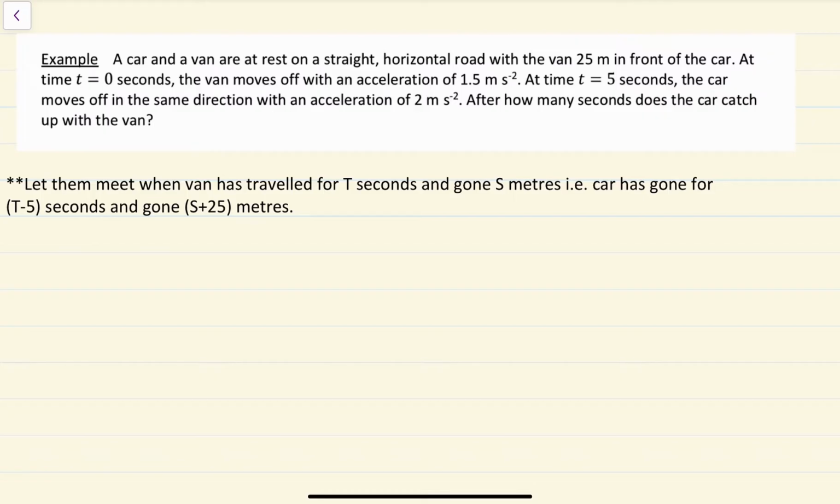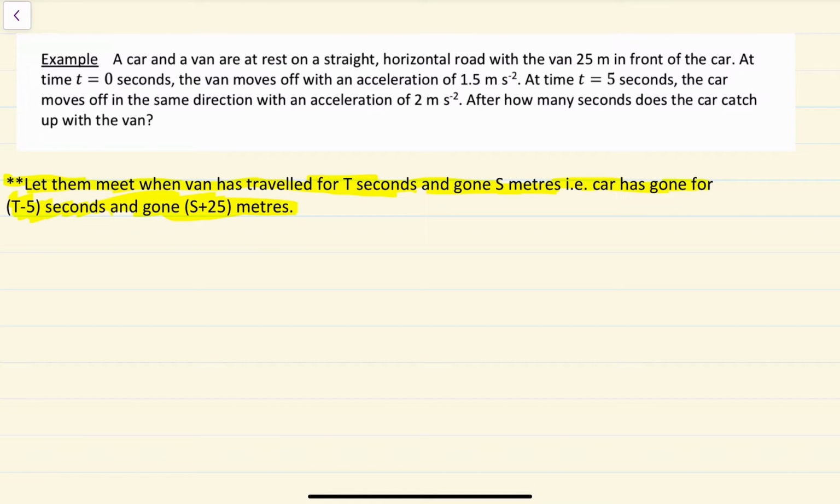Again, this bit is very important. Let them meet when the van has travelled for t seconds and gone s meters. So how does that correspond to the car? I.e. the car has gone 5 seconds less, so t minus 5 seconds. And for it to catch up, it needs to go the same distance the van goes, plus 25 meters. So that's why you have all this.